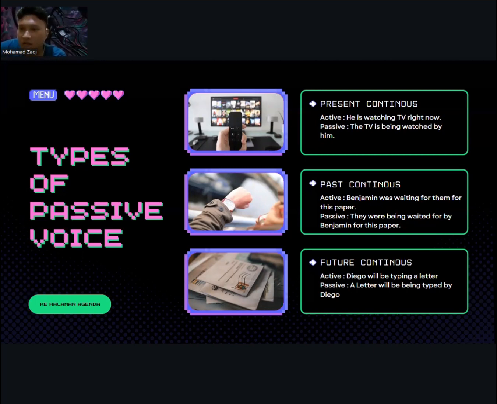Next is past continuous. Active: Benjamin was waiting for them for this paper. Passive: they were being waited for by Benjamin for this paper. And last is future continuous. Active: Diego will be typing a letter, and passive is a letter will be being typed by Diego.